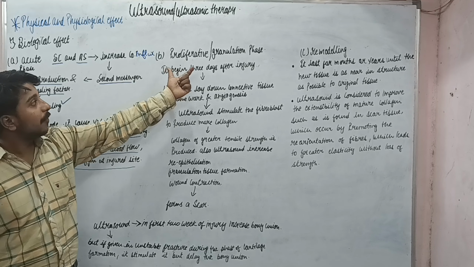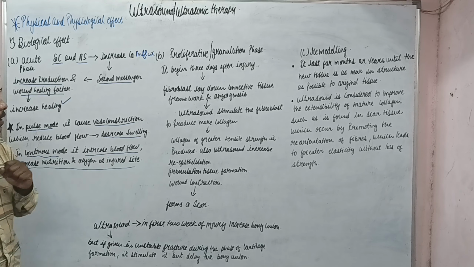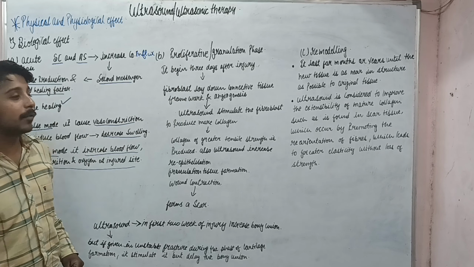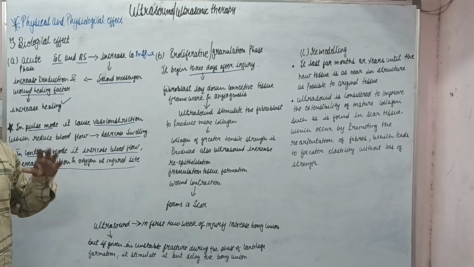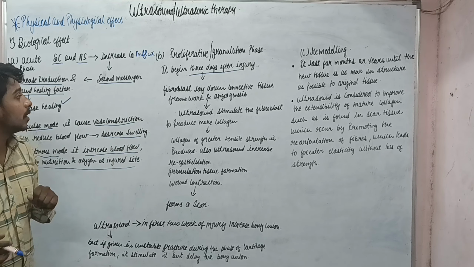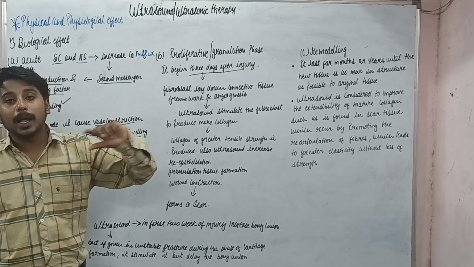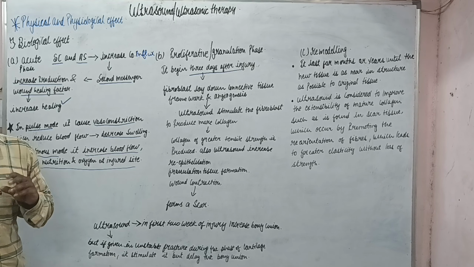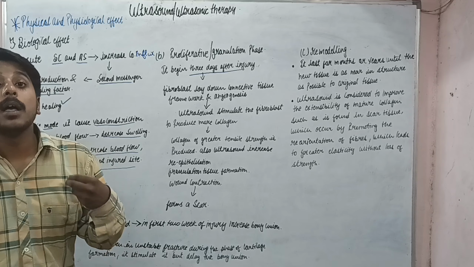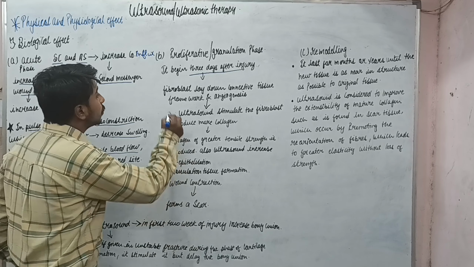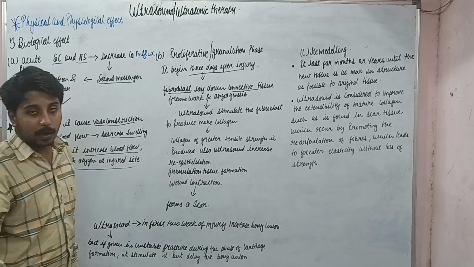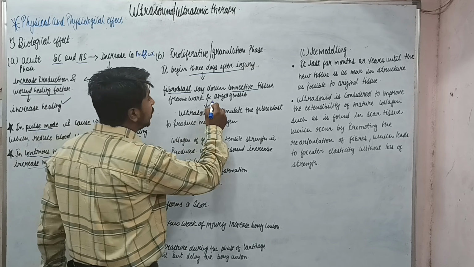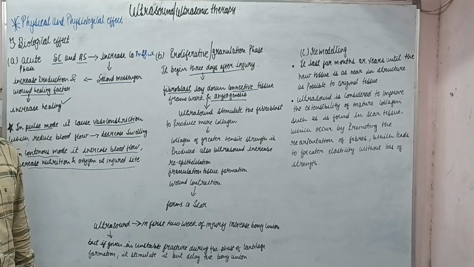Next is the proliferative or the granulation stage. It begins 3 days after the injury. So our injury is now 3 days old. Now fibroblasts will come into play, that is, they will lay down the granulation tissue. Fibroblasts lay down the connective tissue, that is granulation tissue, and angiogenesis will occur, which is the formation of blood vessels.